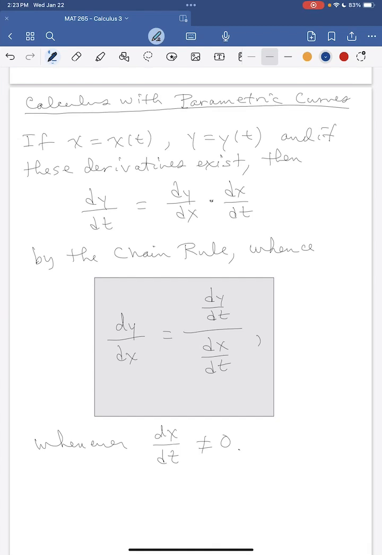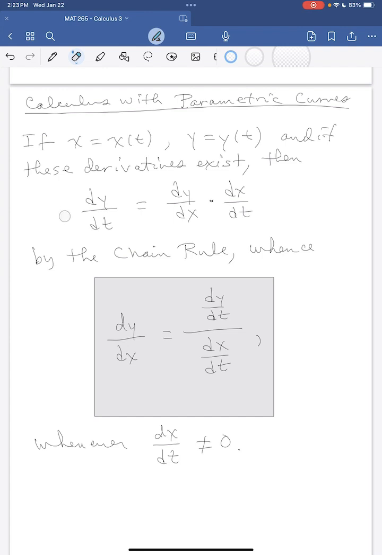In this video, we're going to look at calculus with parametric curves. So here you see we've got a curve, x is given and y is given as a function of a common parameter t. And assuming these derivatives exist, then we can use the chain rule.